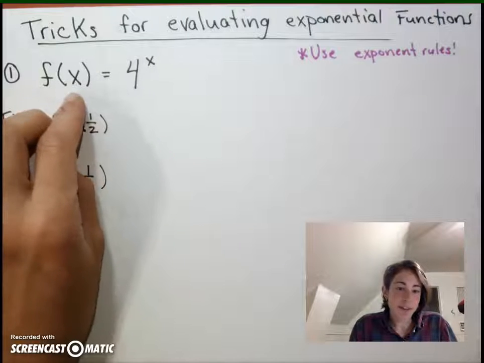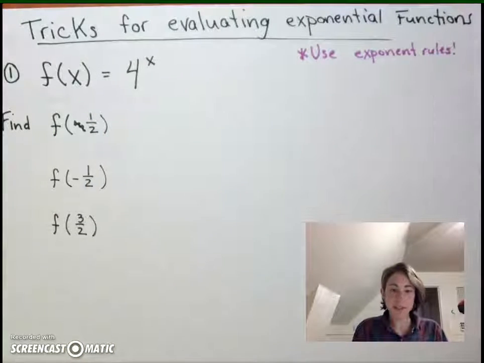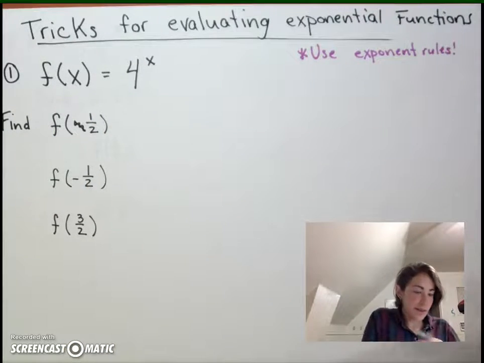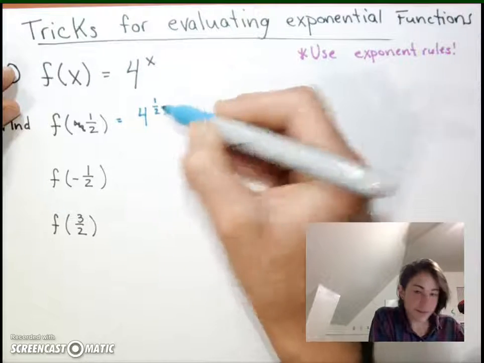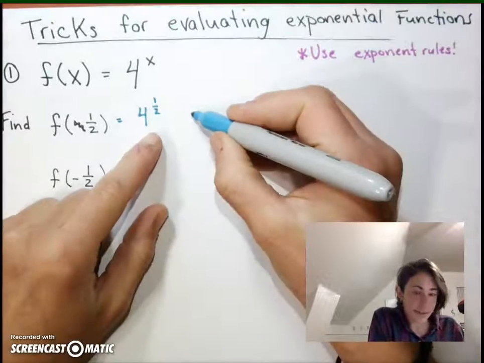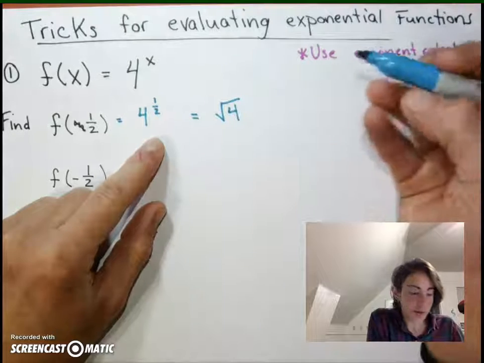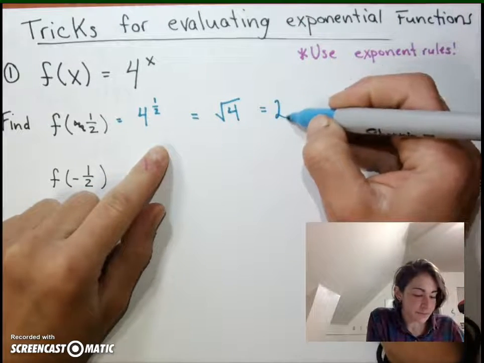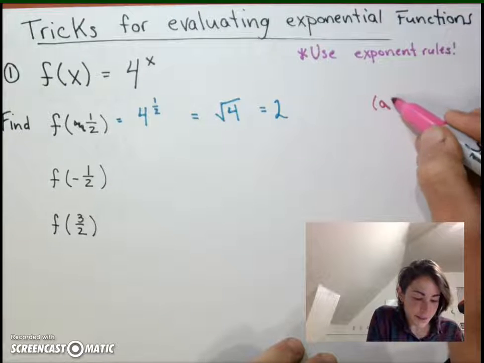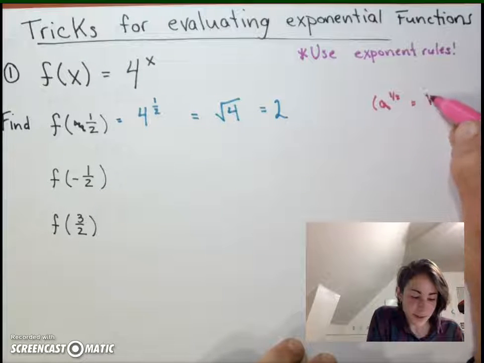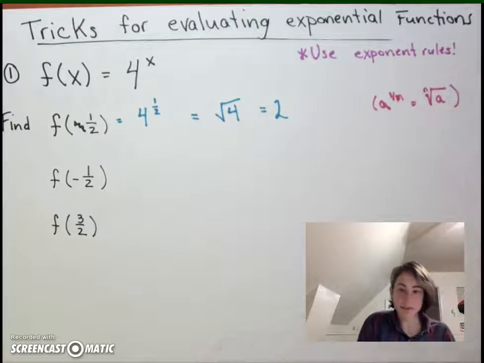So let's say our exponential function is f of x equals 4 to the x. So 4 is our base. We're going to be plugging in values for x. If I want to do f of 1/2, then I plug in 1/2 for x, so I'm doing 4 to the 1/2. But remember that raising something to the 1/2 power is like taking the square root. So this is just the square root of 4, which is 2. So the rule that we used there is just that something to the 1/2 power equals the square root of that thing. Or more generally, something to the 1 over n power is the nth root of that thing.